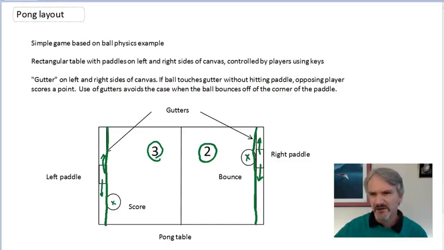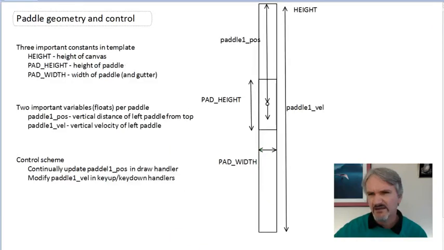Let's go on over here now and talk about your paddle geometry. So in the template I'm going to provide you, there are some constants. There's the height right here. So what's the height? The height is the height of the Pong table. It's the height of the canvas. There'll be 2 variables. There's going to be the paddle height. That's this dimension right here. And there'll be a paddle width.